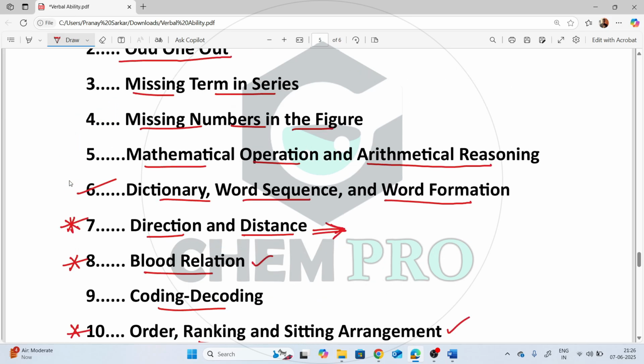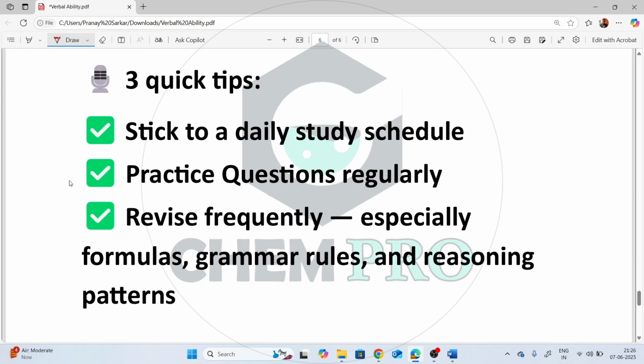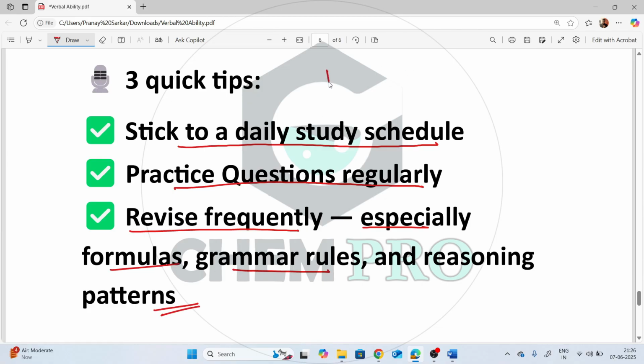Now some quick tips. First, stick to a daily study schedule, practice more questions regularly, and revise frequently the formulas, grammar rules, and reasoning patterns. Because out of 120 questions, in the aptitude part you have 50 questions, and in the chemistry part you have 70 questions. The 70 chemistry questions will be very easy for all chemistry people.